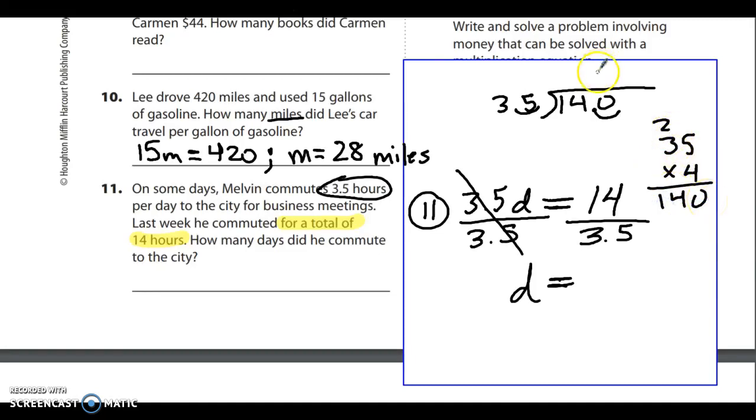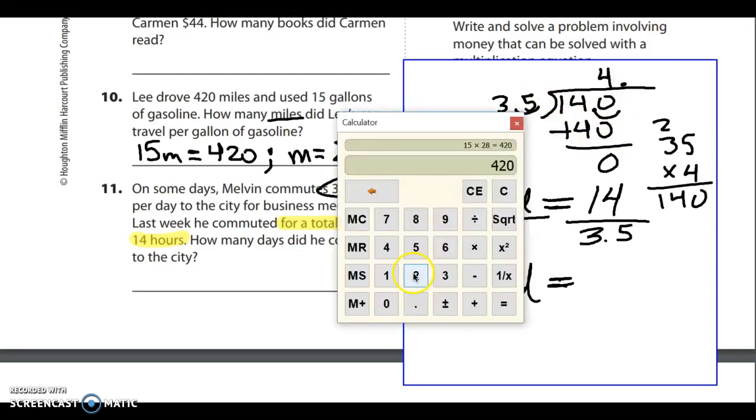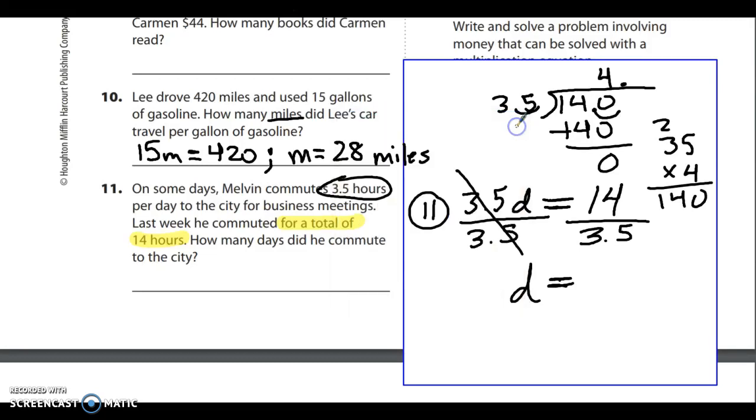So I guessed it right pretty much right off the bat. It's 4. 4 times 35 is 140. And it's 4 with the decimal right here. It's just 4. How many days did he commute? It's just 4. I can prove that right here by going 14 divided by 3.5 is 4. So the equation was 3.5 times D is equal to 14. And the answer is D is equal to 4 days.